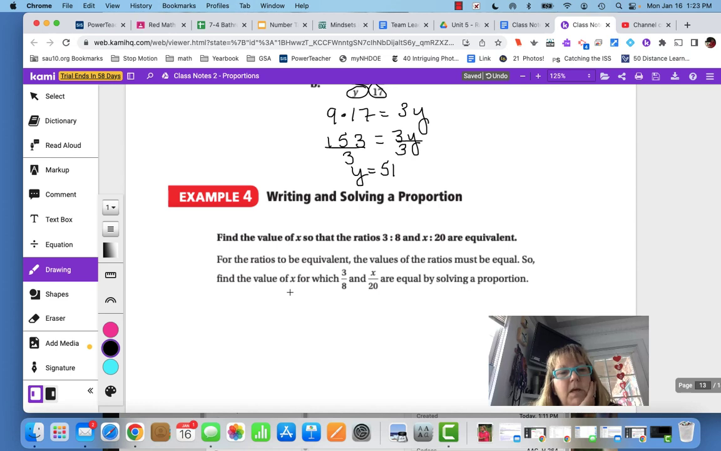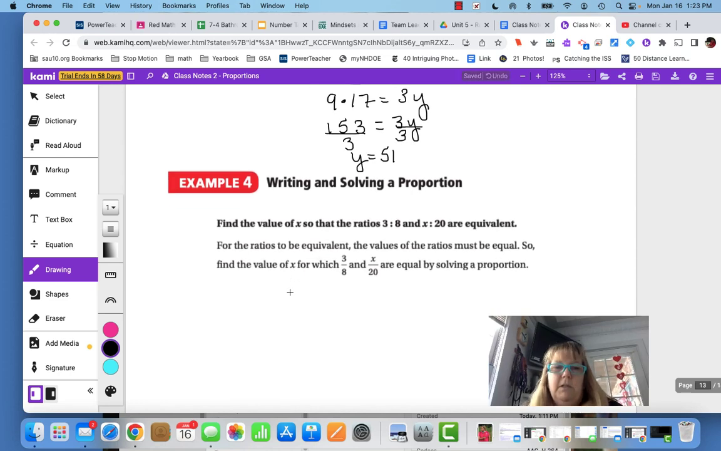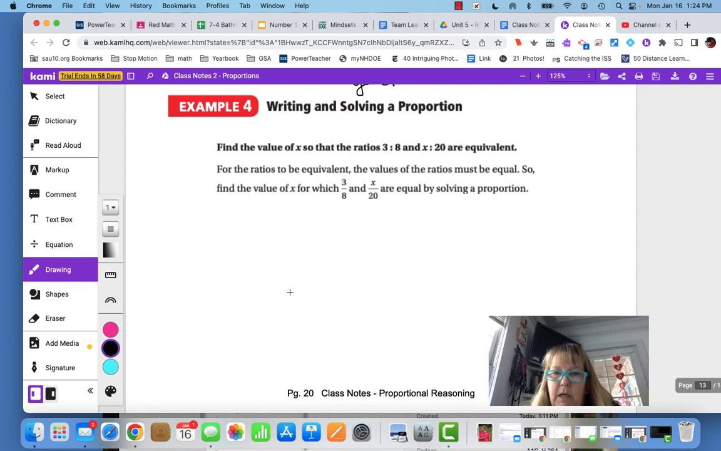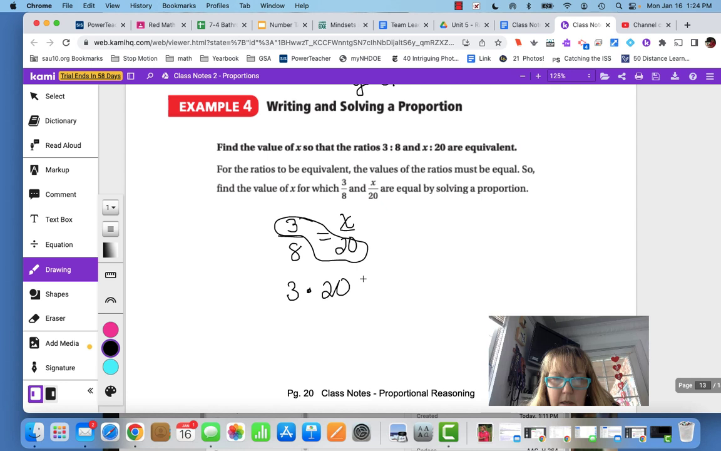Okay. So this is writing and solving proportions. It says find the value of x so that the ratios 3 to 8 and x to 20 are equivalent. For the ratios to be equivalent, the values of the ratios must be equal. So find the value for x, where 3 over 8 is equal to x over 20. Again, we're going to do the cross product. 3 times 20 is equal to 8 times x, or 8x. 3 times 20 is 60, is equal to 8x.